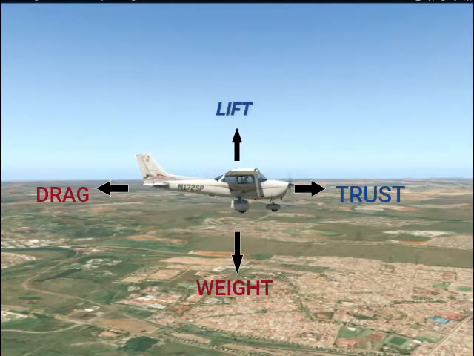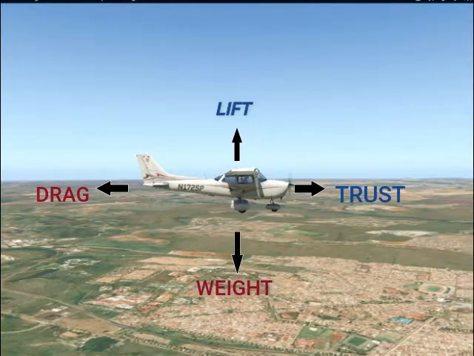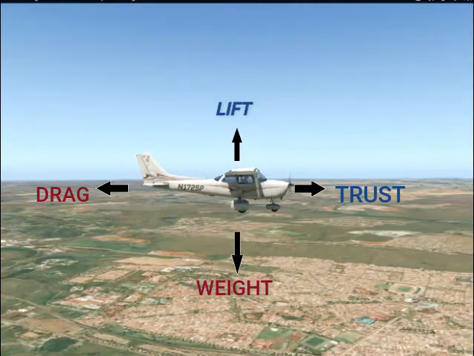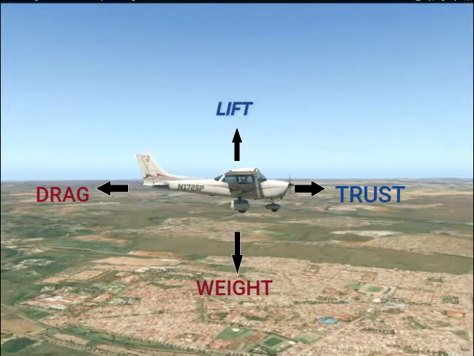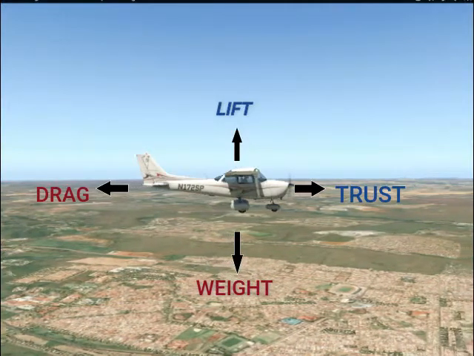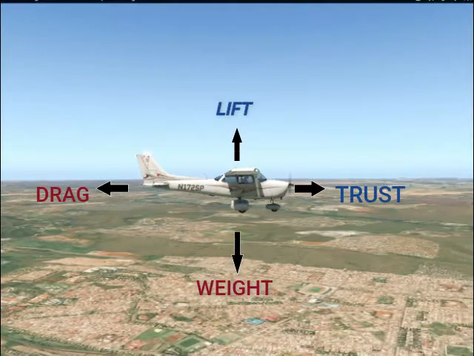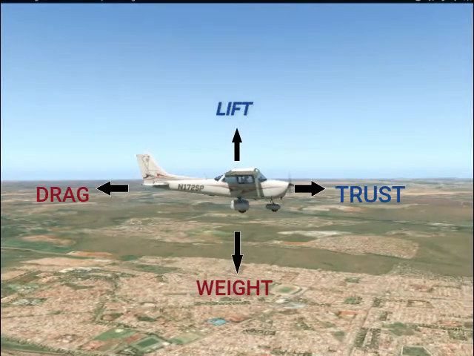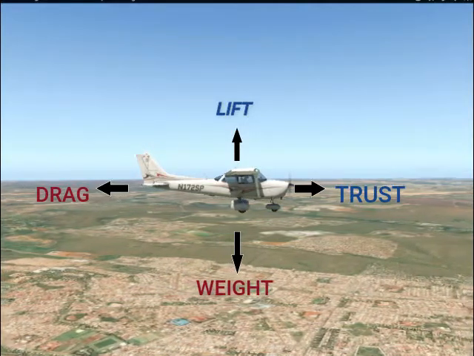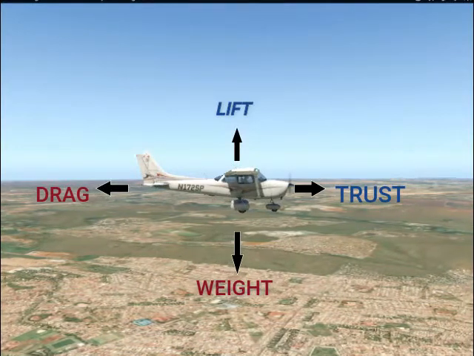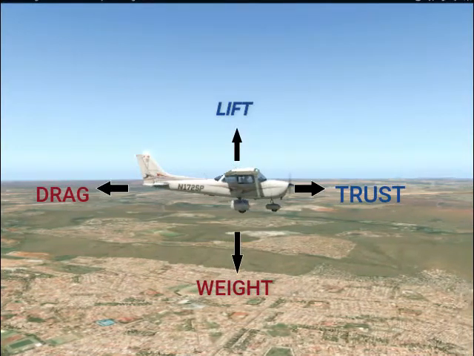An aircraft like this can be balanced or unbalanced depending on those four forces. So if we have, like in this situation, lift equal to weight and thrust equal to drag, we will have a straight and level flight and our flight will be balanced.